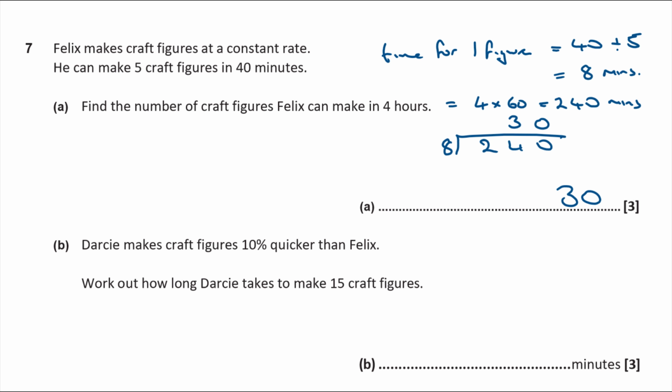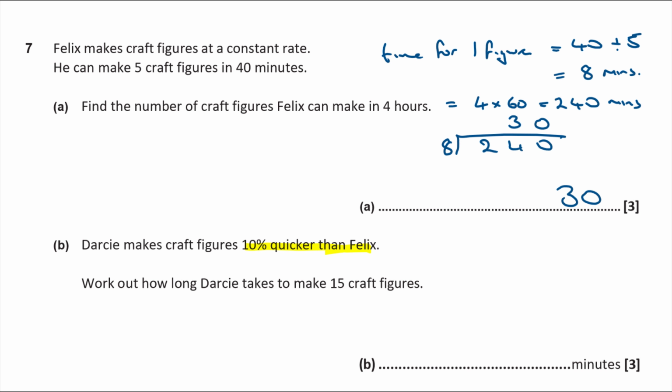Right, so then Darcy makes craft figures 10% quicker than Felix. Work out how long Darcy takes to make 15 craft figures. I don't really like the English of this. It's 10% quicker. What does that mean? I guess what it means is that Darcy's time is a reduction of 10%. So we have to take 10% off the time it would take Felix to make it, and then that's how much time Darcy would make them in.